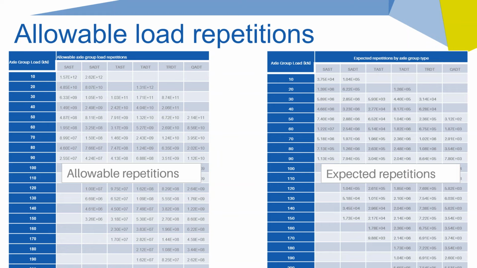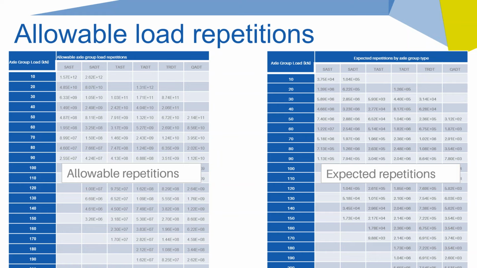The comparison is done by dividing the expected repetitions by the allowable repetitions. So, for example, if you just look under the columns SAST, which is a single axle with single tyres, we may as well just pick the first axle group load category there, 10 kilonewtons. Our allowable repetitions is 1.57 times 10 to the 12 repetitions. That's from the left-hand table.